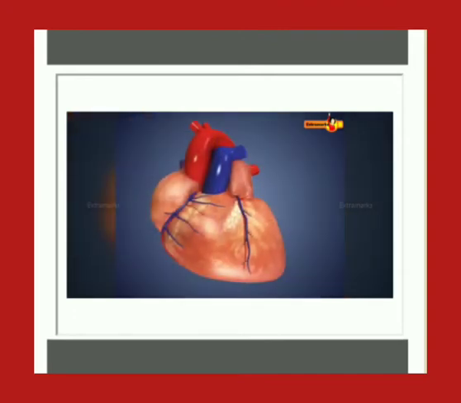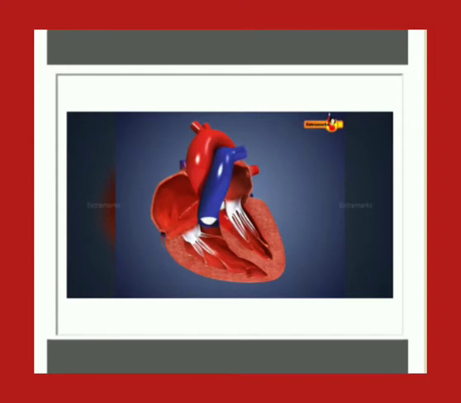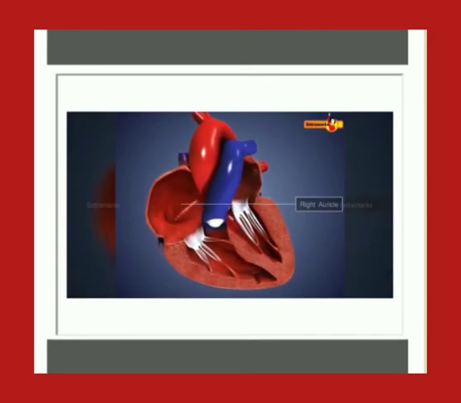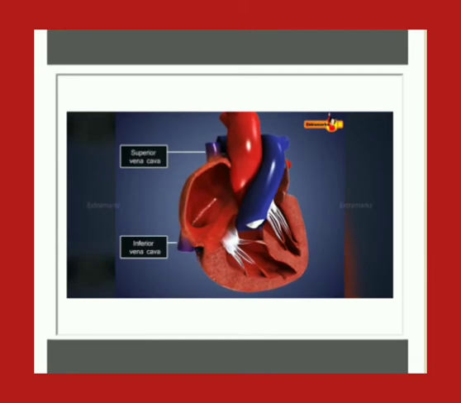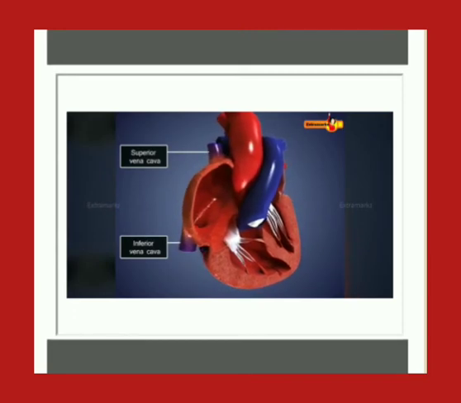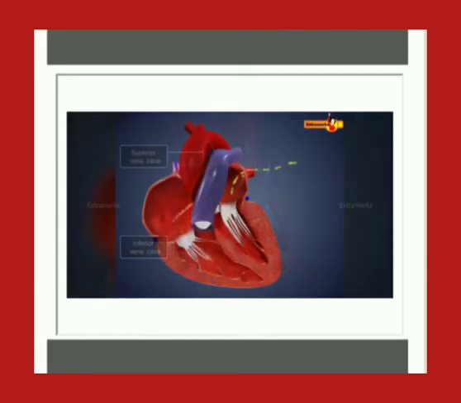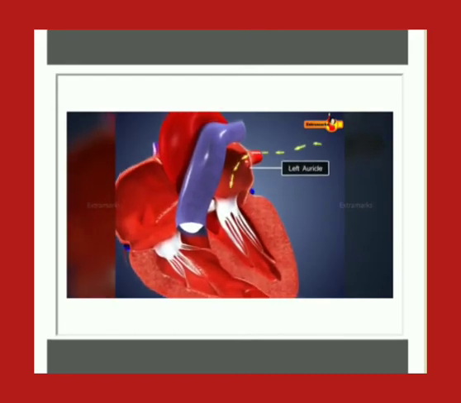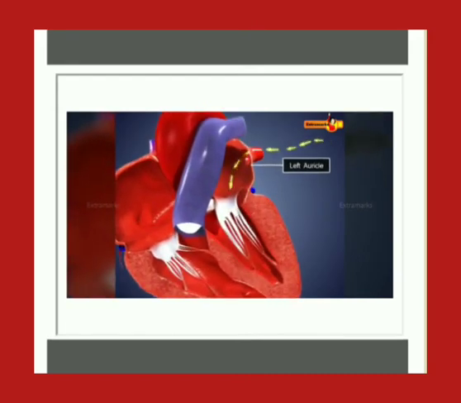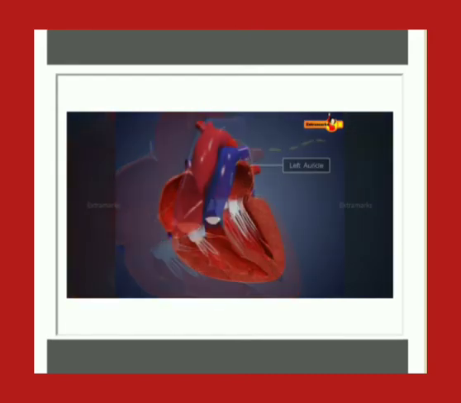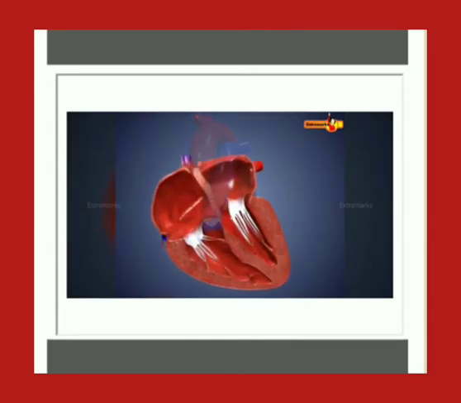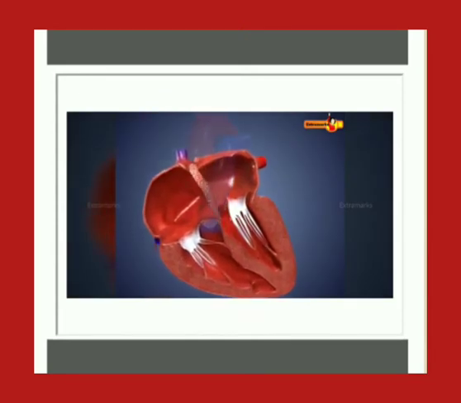Mammalian heart consists of 4 chambers, 2 auricles and 2 ventricles. The right auricle receives deoxygenated blood from superior vena cava and inferior vena cava. The left auricle receives oxygenated blood from the lungs. There is an interatrial septum between the 2 auricles.